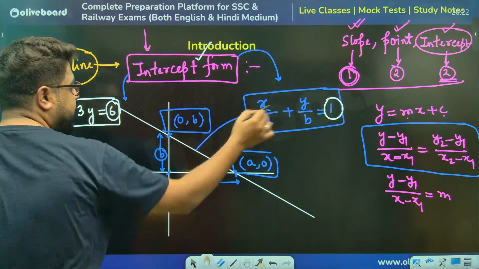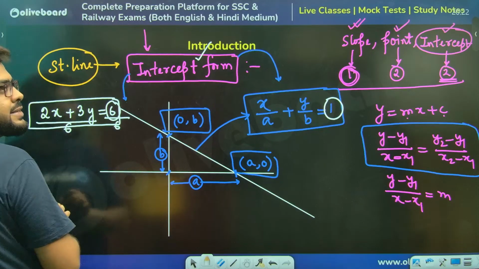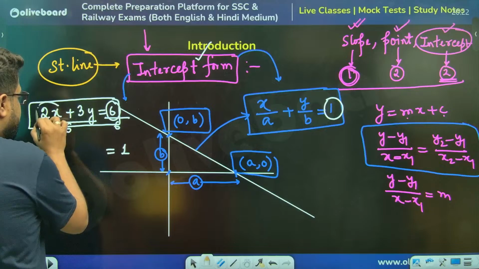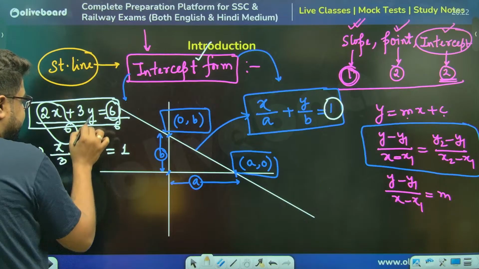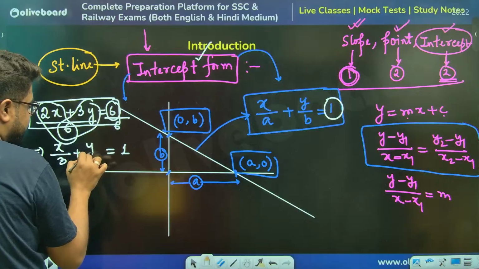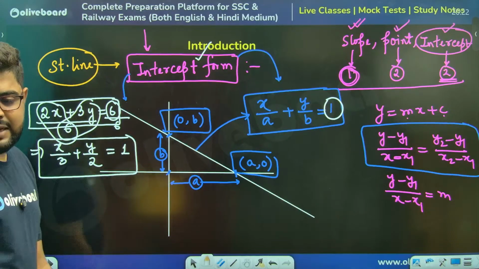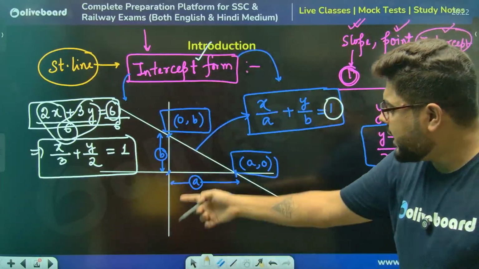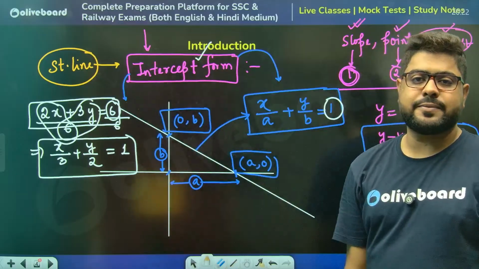How can I get 1? Divide by 6. So the left hand side also you divide by 6, and the right hand side becomes 1. Now 2x by 6 will be x by 3, and 3y by 6 will be y by 2. You see, you got your intercept form: x by 3 plus y by 2 equal to 1.